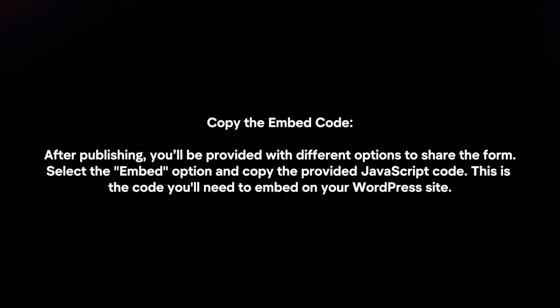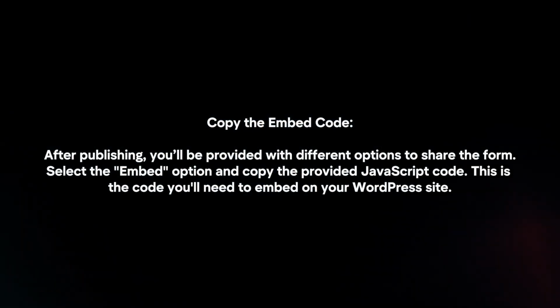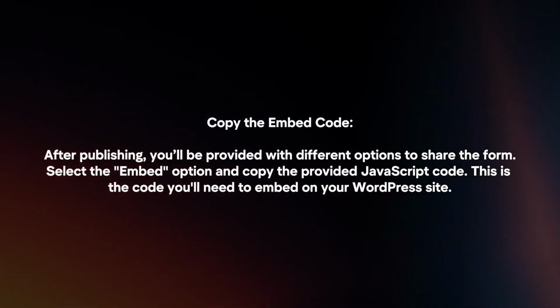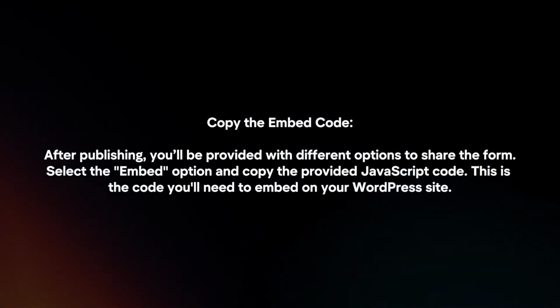Copy the embed code. After publishing, you'll be provided with different options to share the form. Select the embed option and copy the provided JavaScript code. This is the code you will need to embed on your WordPress site.